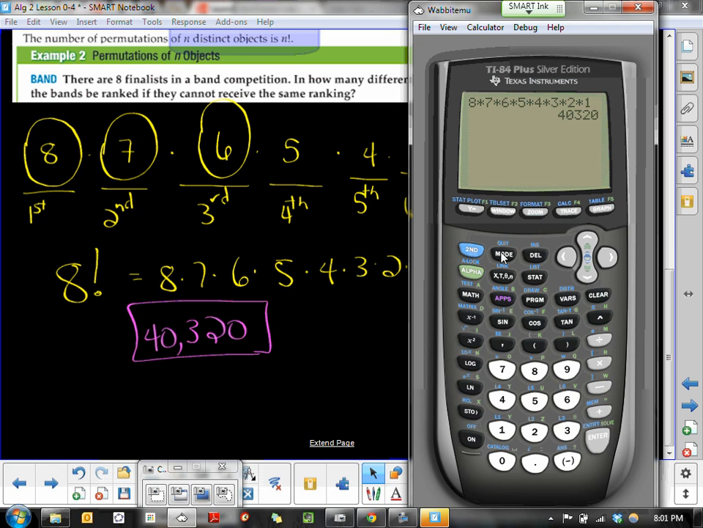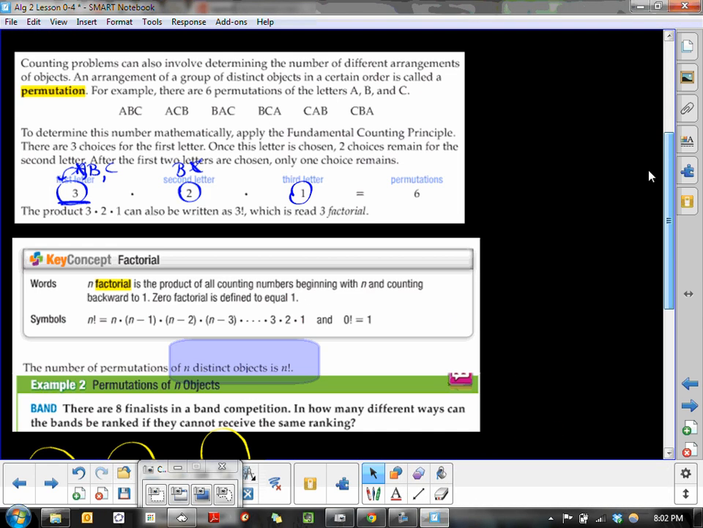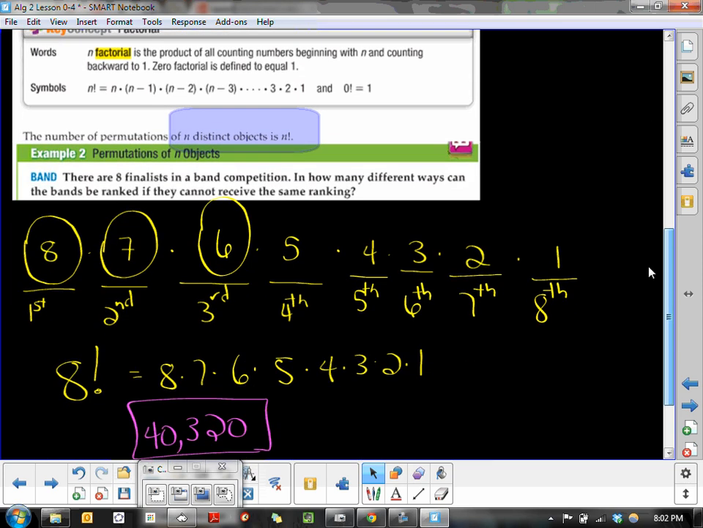If I've got 8 objects, like 8 bands, and they're going to get 8 places, I can push my 8, and tell the calculator I want it to calculate a factorial. So you hit your math, go to probability, hit your exclamation point, and that calculates 8 factorial. That's 40,320. It eliminates a lot of busy work with writing that out. So anyway, factorials are an important part of this, and also permutations, how you can count how many arrangements can be made from n objects.